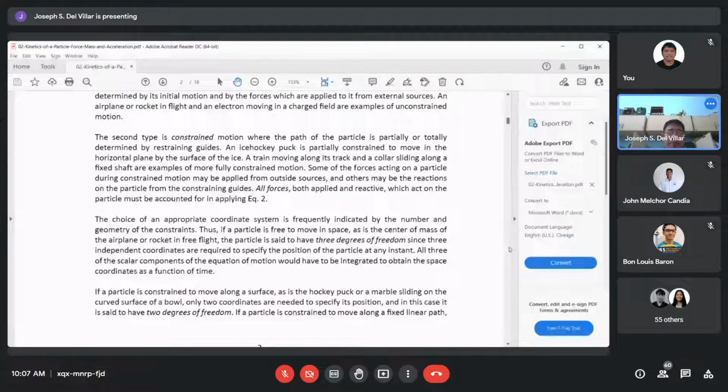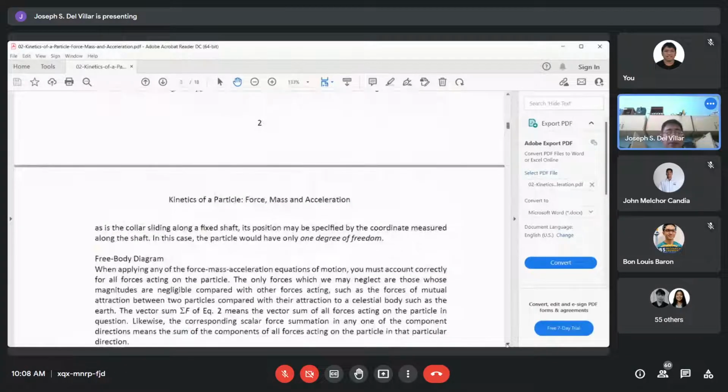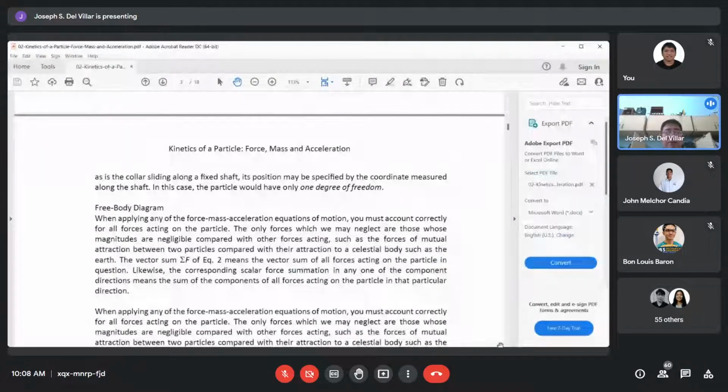of time. If a particle is constrained to move along a surface, as is the hockey puck or a marble sliding on the curved surface of a bowl, only 2 coordinates are needed to specify its position. And in this case, it is said to have 2 degrees of freedom. If a particle is constrained to move along a fixed linear path, as is the collar sliding along a fixed shaft, its position may be specified by the coordinate measured along the shaft. In this case, the particle would have only 1 degree of freedom.